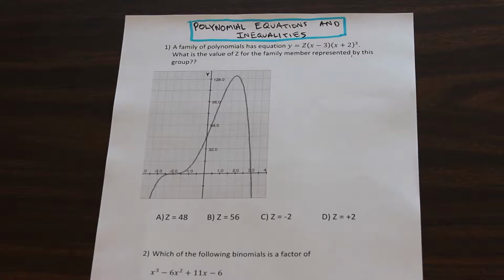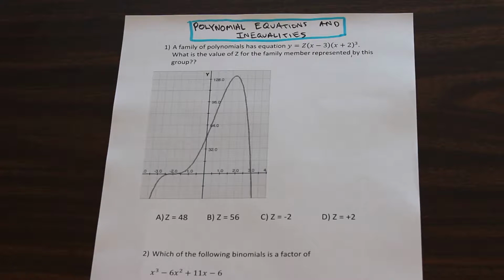Let's take a look at the two questions we have here and solve them together. First question: a family of polynomials has an equation y equals z times (x minus 3) times (x plus 2) cubed. What is the value of z for the family member represented by this graph?